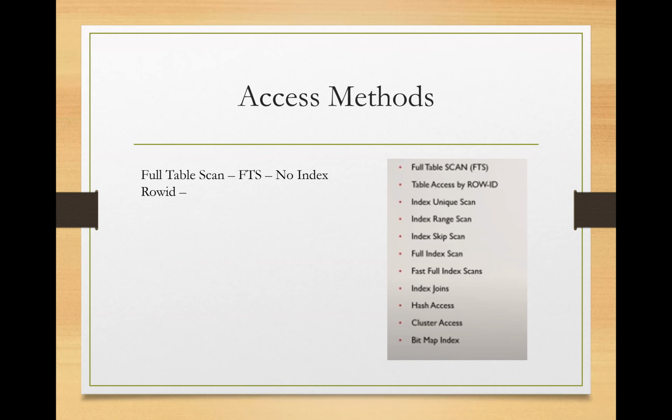And index skip: not between or not equal to. If you're going for an indexed column, then it will go for a skip and full index. So all the data it will go for. And these are all the different access methods. I will show you, then you'll get a clear idea.